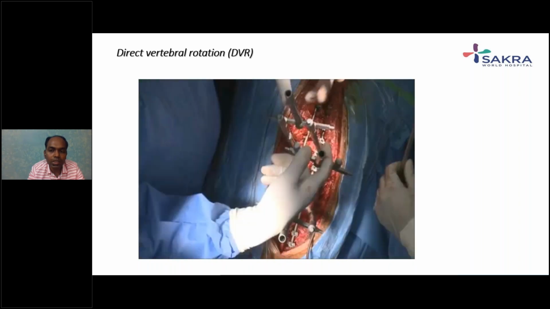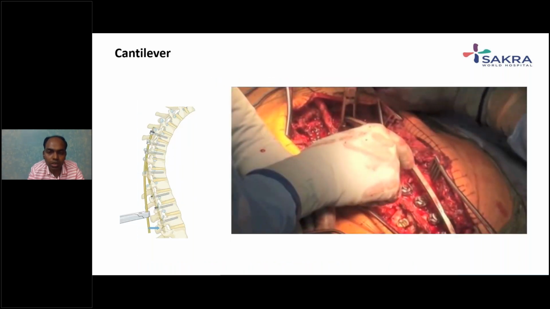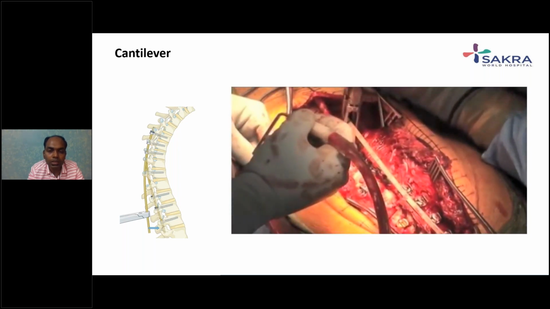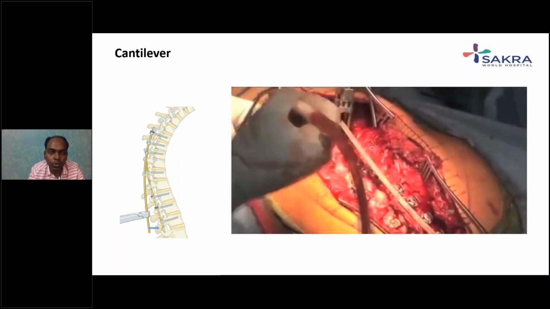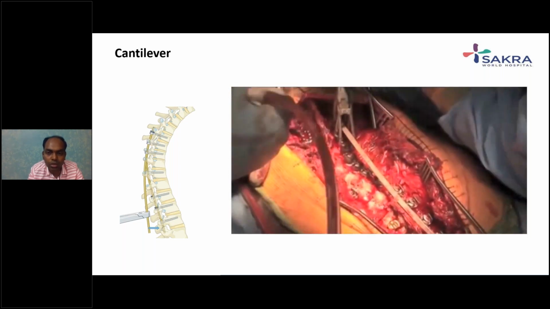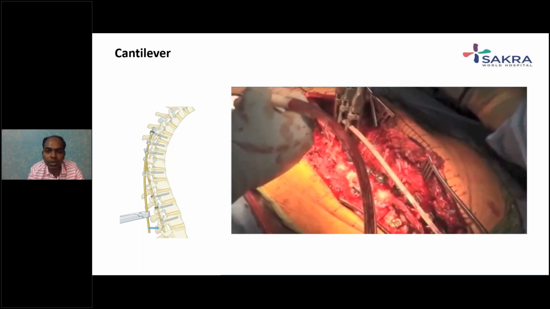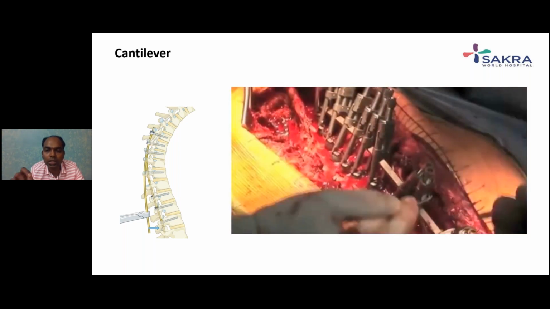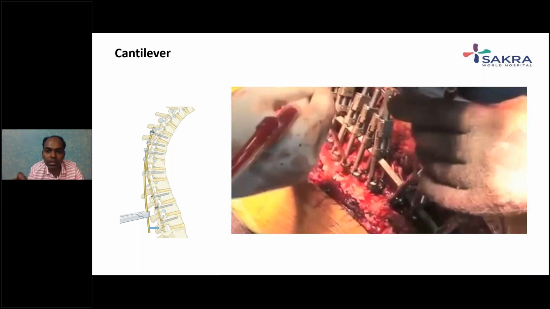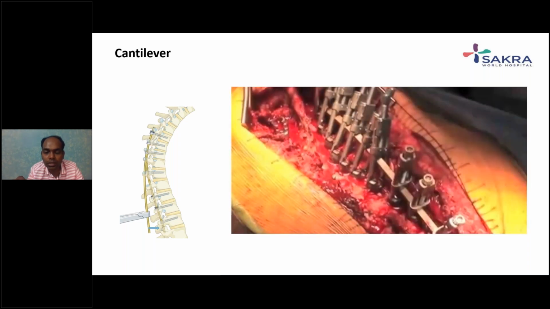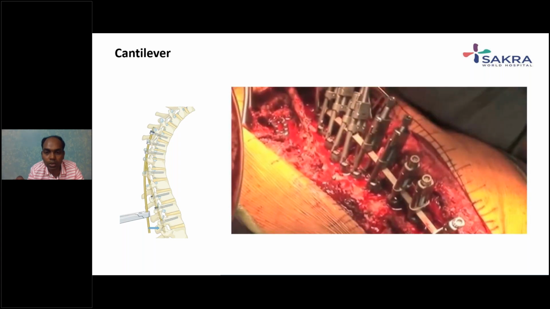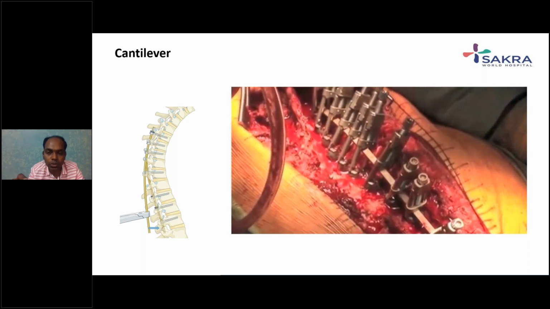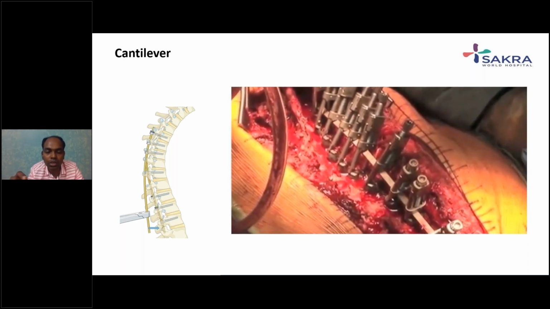So the next maneuver is the cantilever maneuver, which is usually followed on the convex side of the deformity, as I would say it is a neutralization rod, but with recent instrumentations like K2M, this maneuver can be used as a predominant maneuver for correcting the deformity. In this technique, you can see the rod is applied on the concave side, and it is serially and sequentially reduced from cranial to caudal.